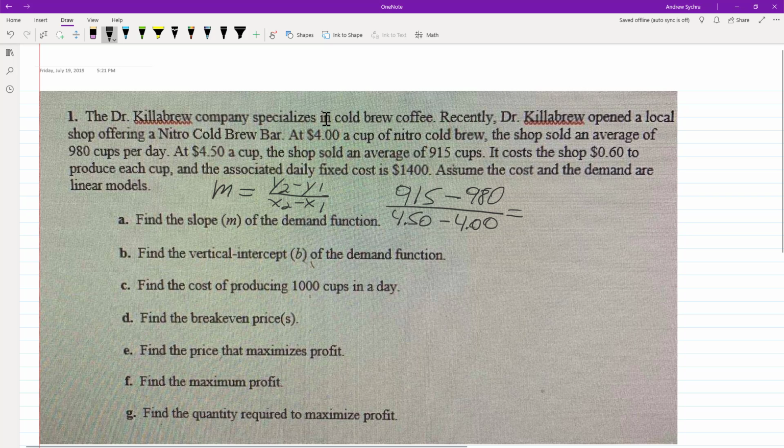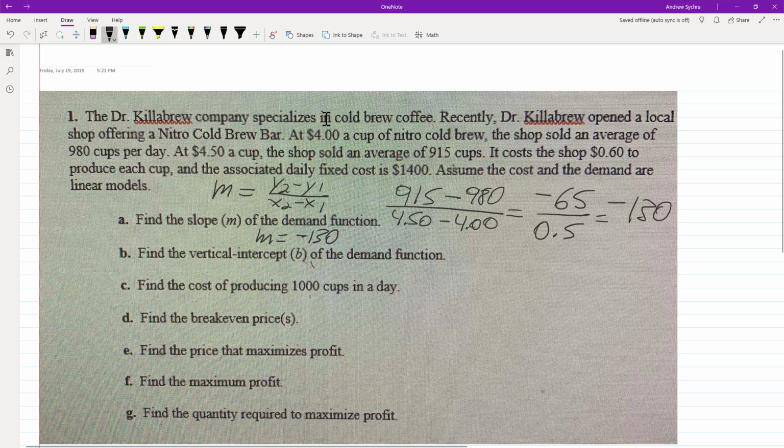So what we end up with here is negative 65 over 0.5, and that essentially ends up being equal to negative 130. So for every 50 cents you increase the cost of the cup, assuming it's a linear function, we're going to get 130 less cups sold a day. So if you increase it $1, if you went from 450 to 550, 130, so I go 815, 785. All right, so the slope of the demand function, m equals negative 130.